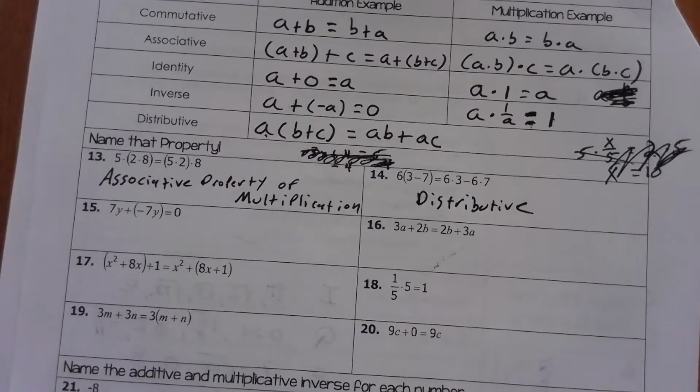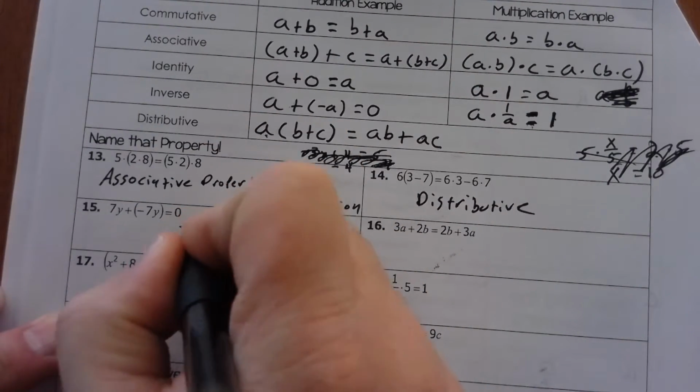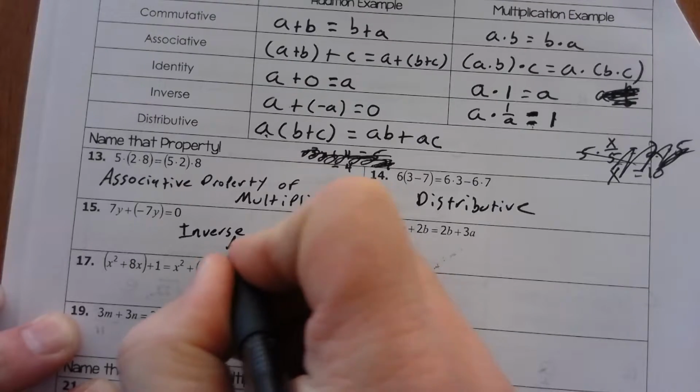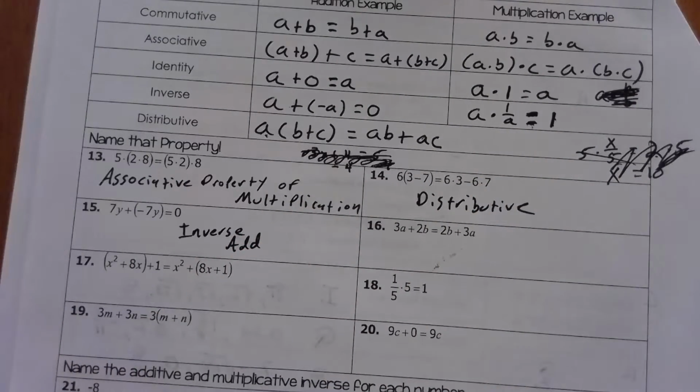Alright, so 7y plus negative 7y is equal to 0. What's happened? Say again? Inverse. Which inverse? Addition or multiplication? Addition. So inverse addition. So 3a plus 2b is equal to 2b plus 3a.